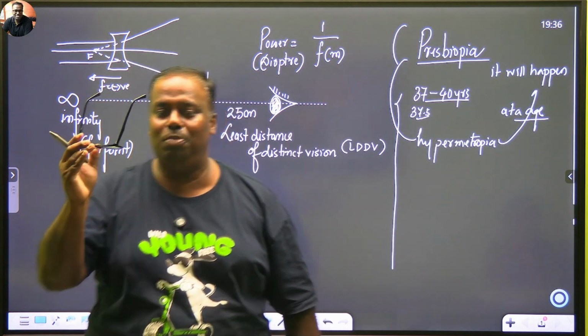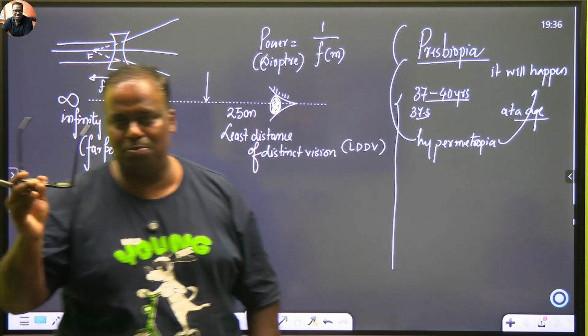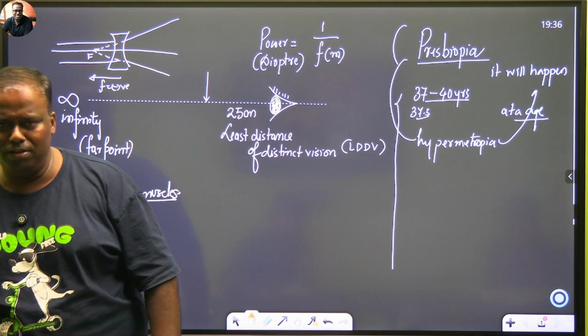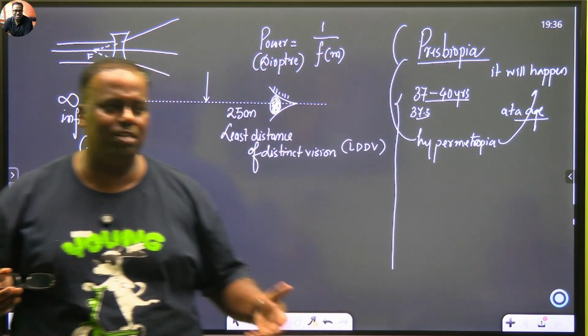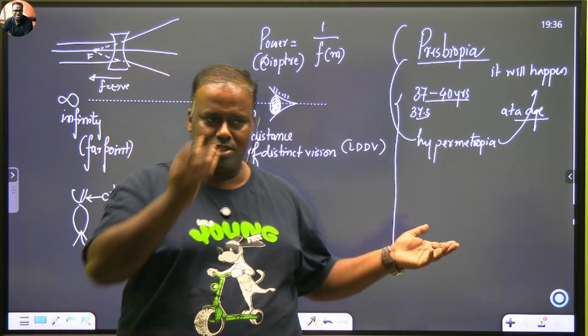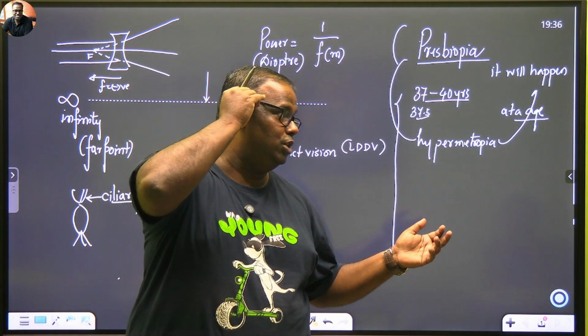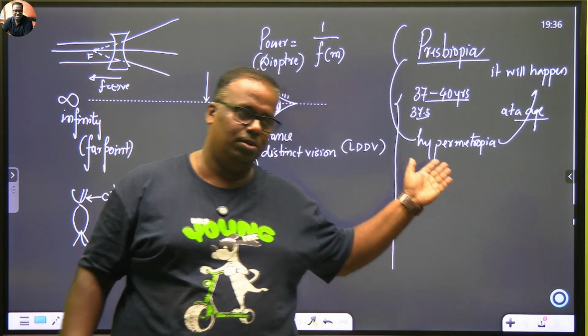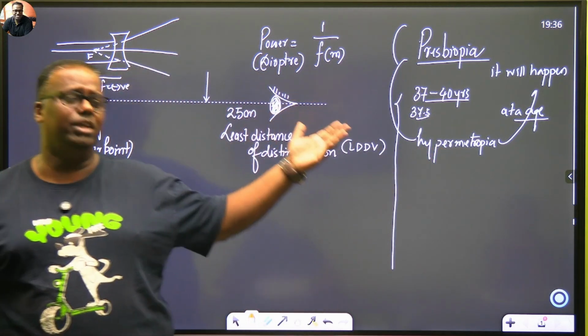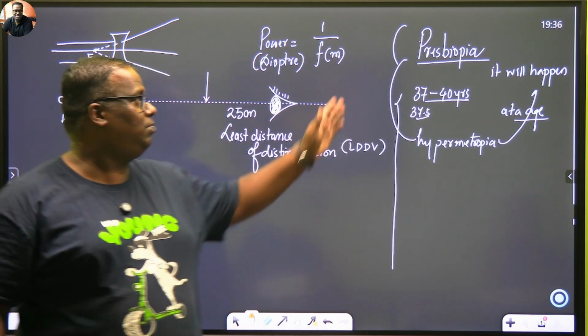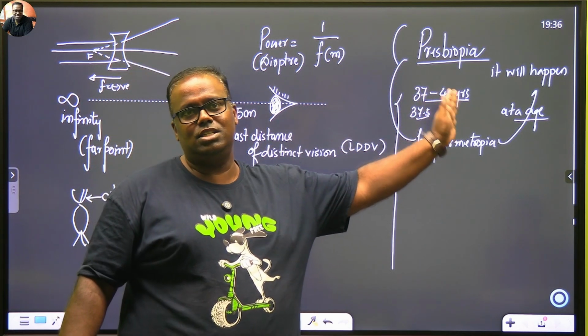So there is only plus power. What power is it? Plus power. You'll start with plus 0.25, plus 0.5, plus 1, plus 1.25, 1.75. So in steps of 0.25, it goes on increasing. Have you understood? Now let's take Ahiri. When she becomes 40, she can't escape presbyopia.